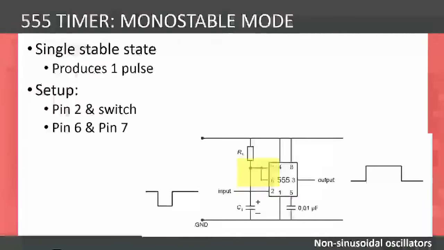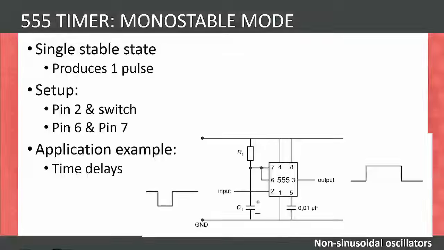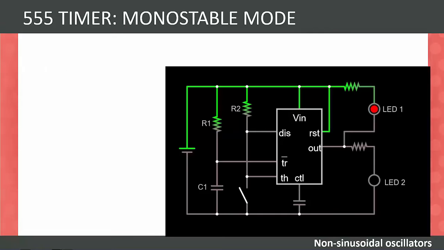Pin 6 and 7 should be connected to one another in this mode. The properties of a 555 timer in monostable mode make it ideal for applications that require a time delay. The 555 timer chip can act as an electricity source or a sink.